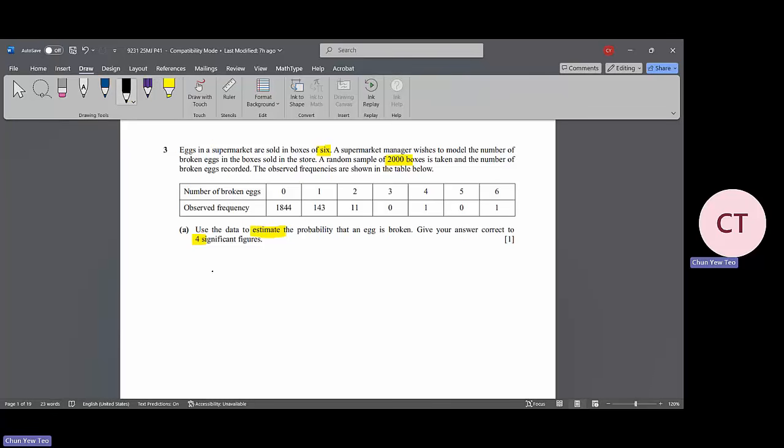So what you need to do is to find the sum of the fx. So these are the x, and this is the frequency. Okay, so just need to multiply them together. So you'll be having 0 multiplied by 1x44 plus 1 multiplied by 143 plus 2 multiplied by 11 plus 3 times 0 plus 4 times 1 plus 5 times 0 plus 6 times 1. So the total that you have over here is 175.